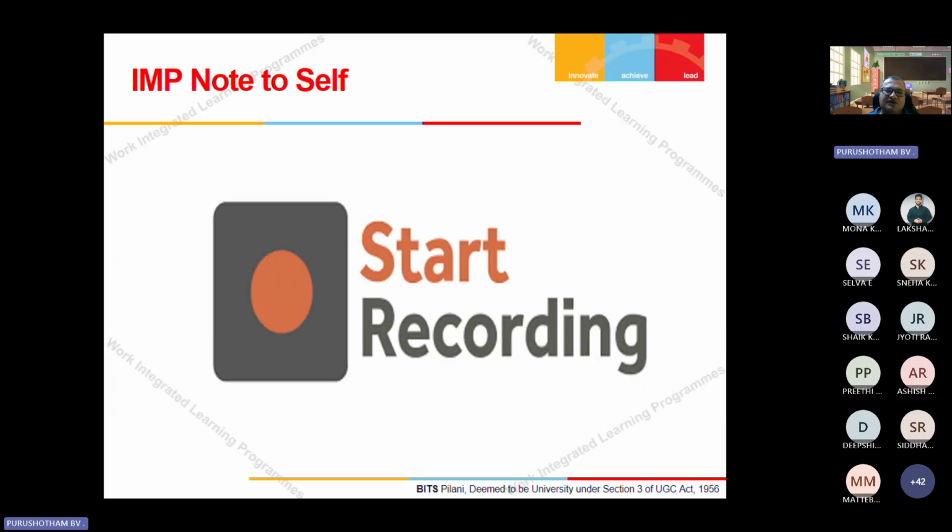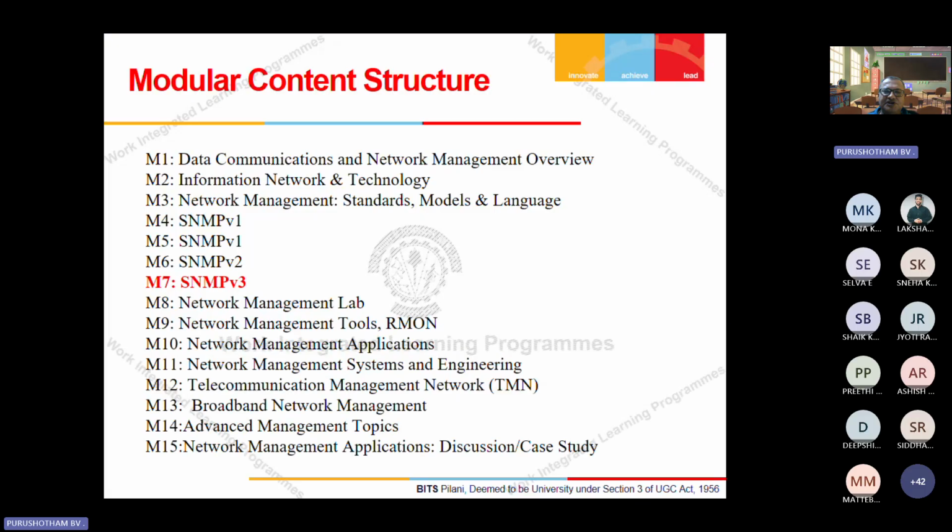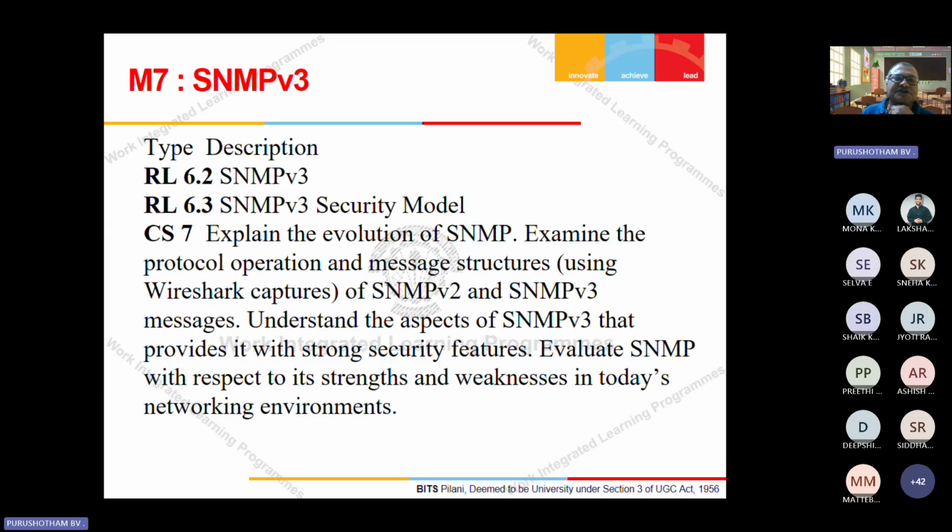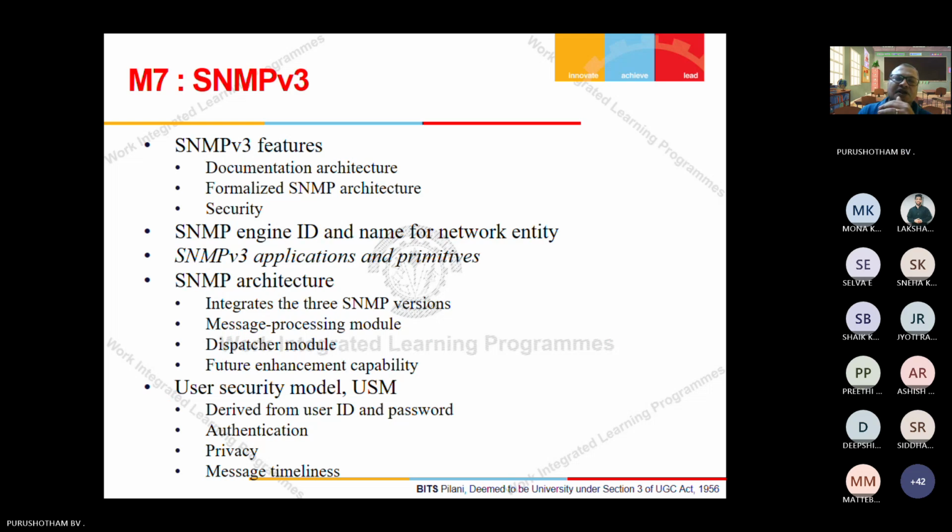In the last class, we were looking at SNMP version 3, which is a much more improved version of SNMP versions 1 and 2. Whatever limitations were there in 1 and 2 are taken care of in version 3. We looked at the features, the SNMP engine, SNMP version 3 applications and primitives, SNMP architecture, the user security model, etc.